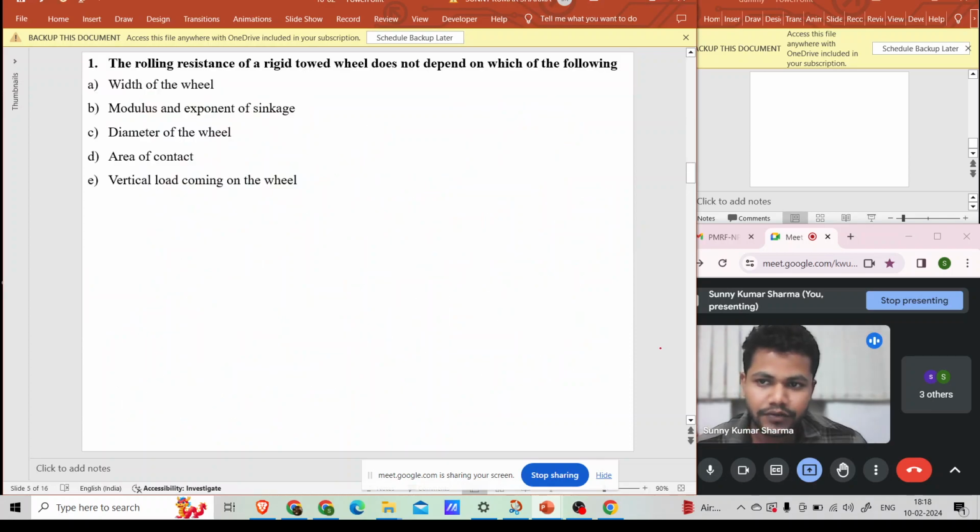Next, week 3, we will start with a simple question. The rolling resistance of a rigid tow wheel does not depend on which of the following. If you have seen that lecture, you will be able to answer this question. Rolling resistance of a rigid tow wheel does not depend on which of the following factors. This is not a function of what.